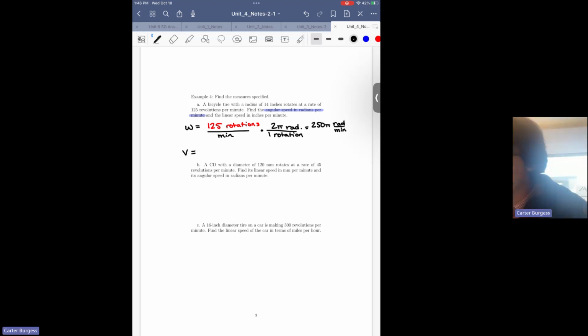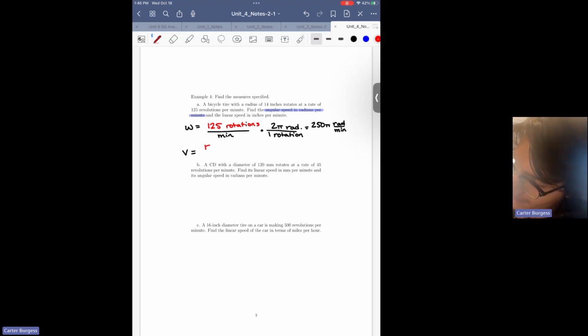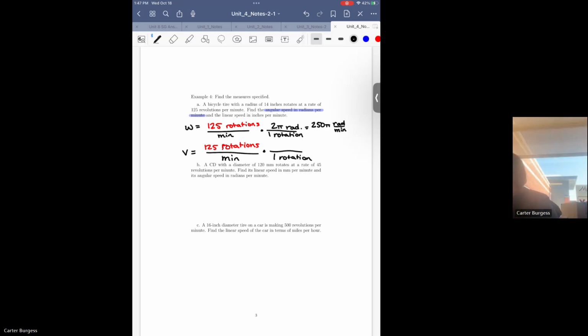All right. For our linear speed, has our fraction changed? No. Still looking at 125 rotations as our quote unquote fraction. Still per minute. Still want to cancel this with a rotation on bottom. And per rotation, in this case, we're trying to figure out inches, the number of inches that we travel.